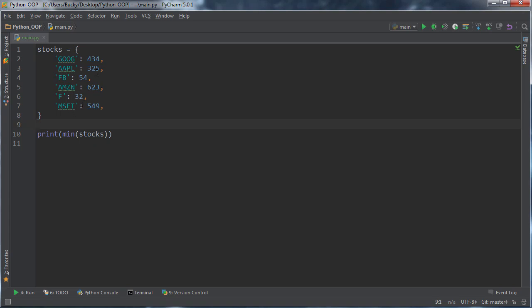See, by default, whenever you're running these calculations on a dictionary, it's going to look at the key rather than the value. So this is the key, and this is the value. So it did give you the minimum one. It's just that the minimum one in alphabetical order was Apple. But that's not what we want. We want the cheapest one, which is Ford. So how the heck do we get that? Let's figure this out.